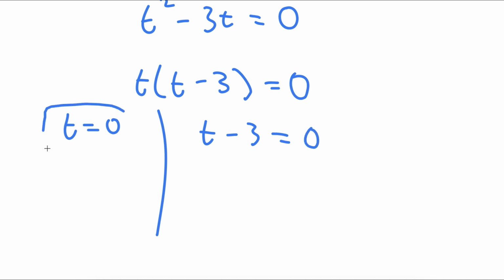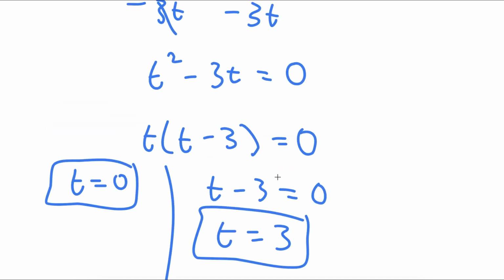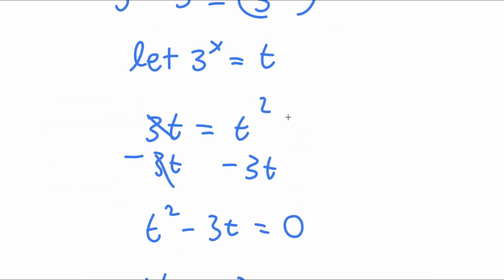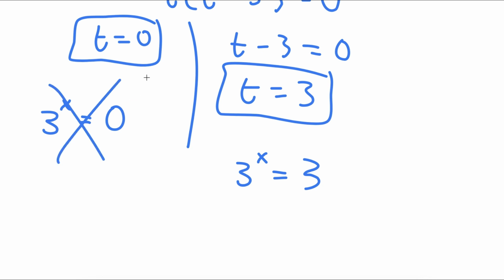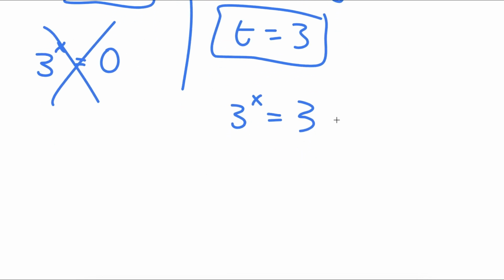t equals 0 is already a solution for t. t minus 3 equals 0, meaning t is equal to 3. So now remember how we set 3 to the power of x equal to t. So I have two equations. 3 to the power of x is equal to 0, and 3 to the power of x is equal to 3. So for 3 to the power of x equals 0, well, you can't take the power of a number and make it equal to 0. Nothing to the power of anything is equal to 0. Now 3 to the power of x equals 3, well, 3 to the power of 1 equals 3. So x is equal to 1, and this is my answer.